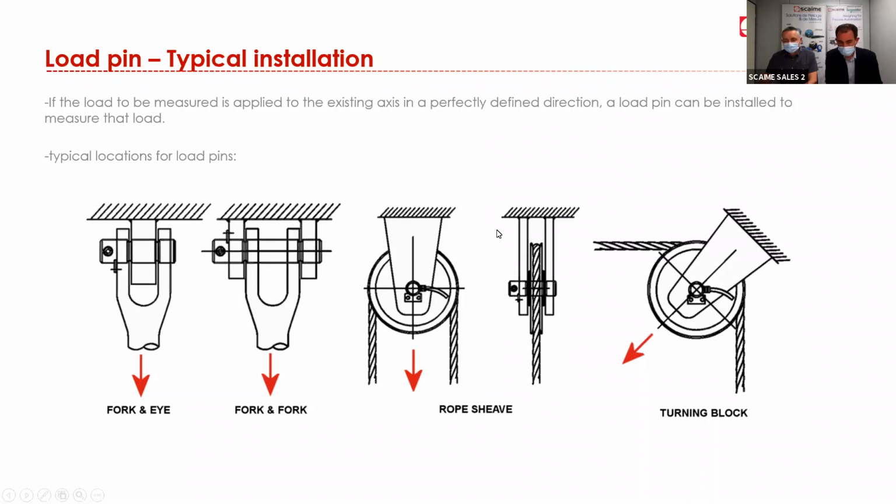Through this screen, you can see different kinds of typical installation of load pins. As we said before, a load pin is basically a mechanical axle that will be installed on a pulley, as an example, as you can see from this drawing, in order to measure the force indicated with the red arrow in this drawing.